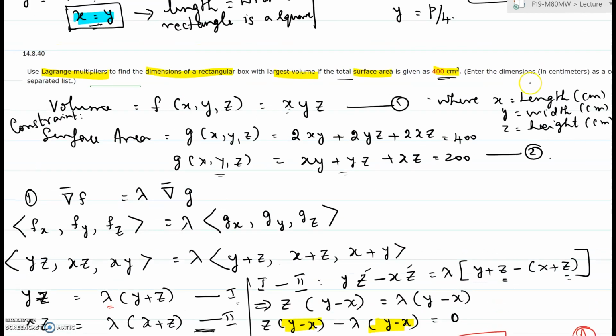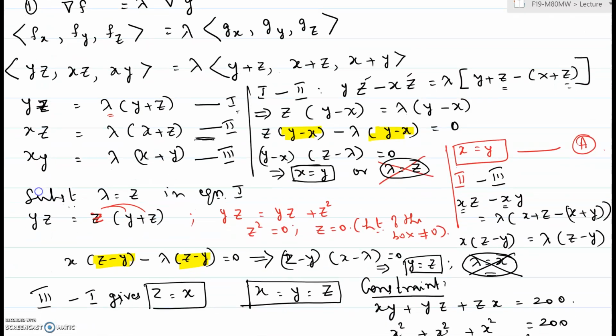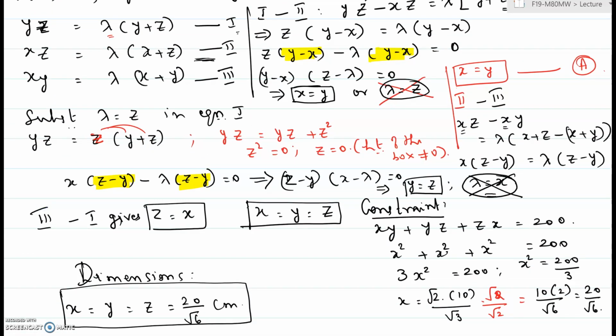It tells to enter the dimensions in centimeter as a comma separated list. So it will be 20 over root of 6 centimeter, comma 20 over root of 6 centimeter, comma 20 over root of 6 centimeter. Those are the dimensions.